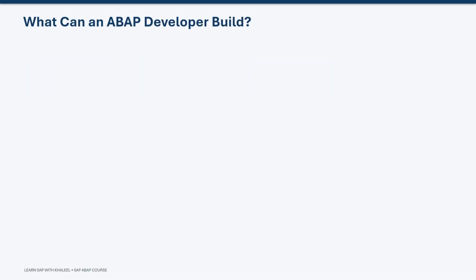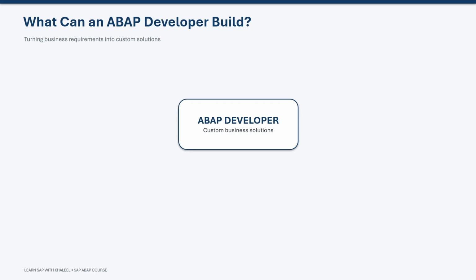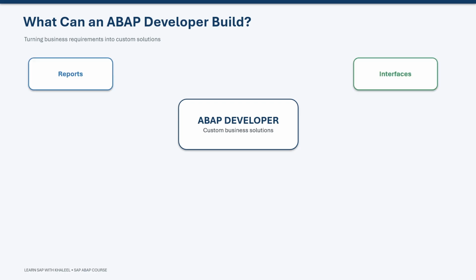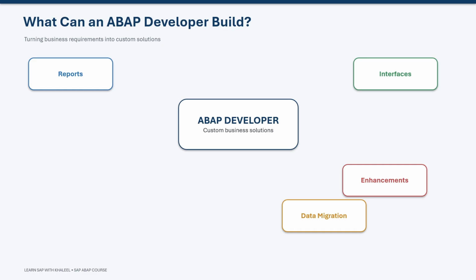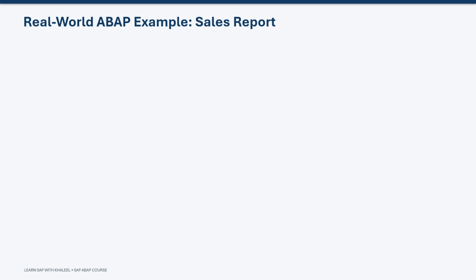Then, what can an ABAP developer build? Now let's connect everything we have learned with the actual job of an ABAP developer. What does an ABAP developer actually build? One common area is reports. For example, invoices, purchases, enhancements, data migration, OData services, forms. So, a real-world ABAP example: a sales report.